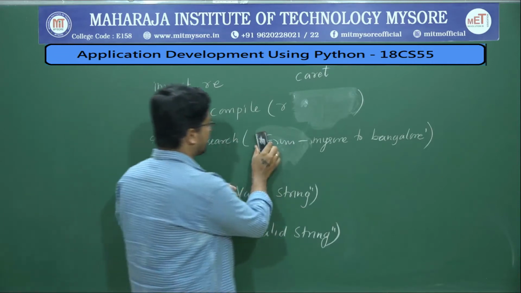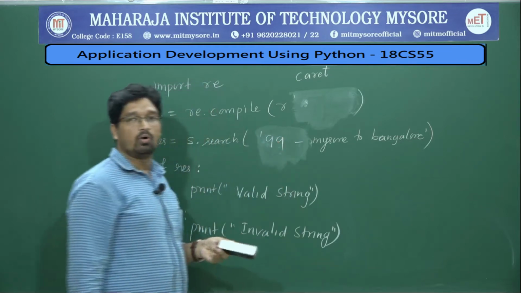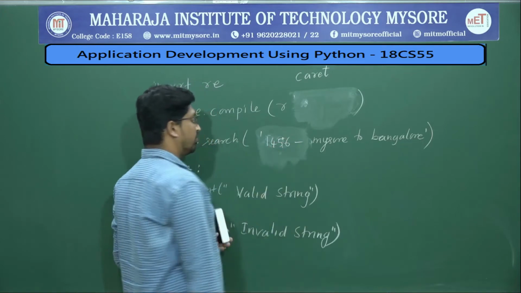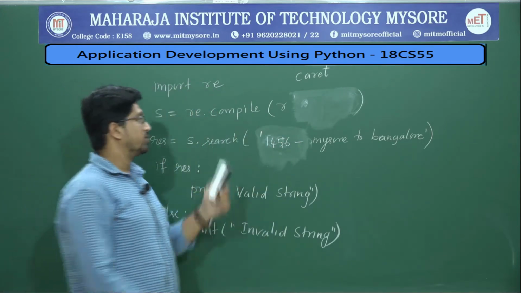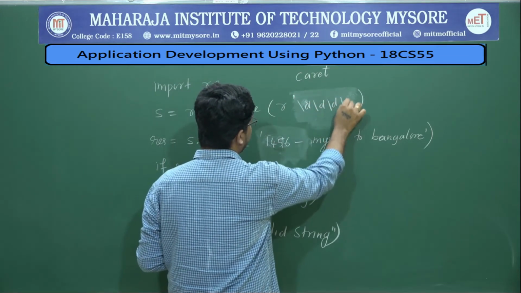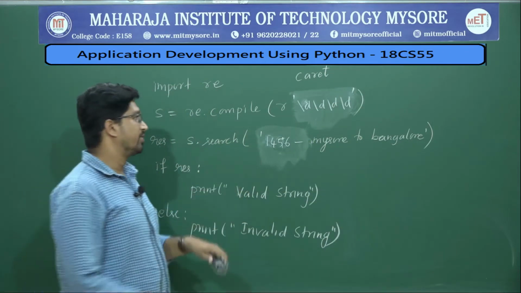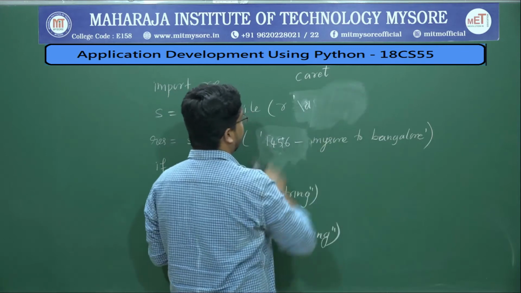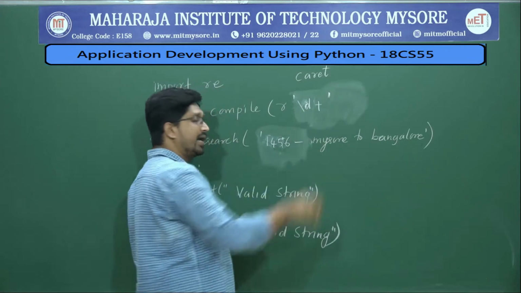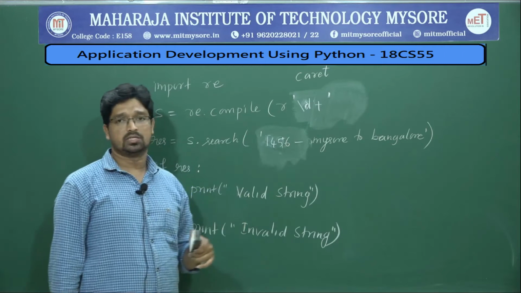Okay, I forgot to tell you. Assume 99. What if I write 1456, 4 digits? Then you would have to write 4 Ds, 4 characters, but that is not a good way of writing a program. Instead, you can write \d+. If you write \d+, it will take any number of digits. If you want to limit to 2 digits, you can write 2 Ds.